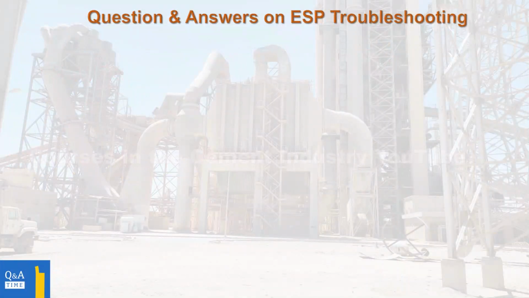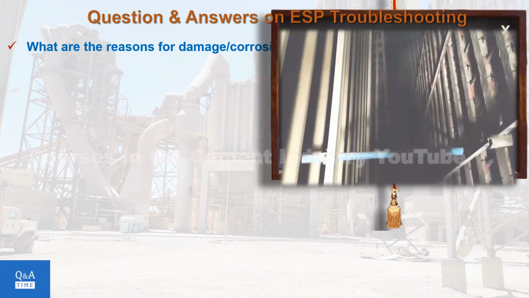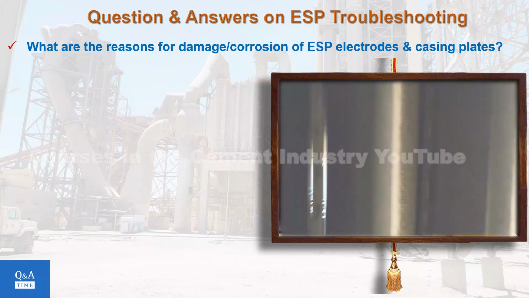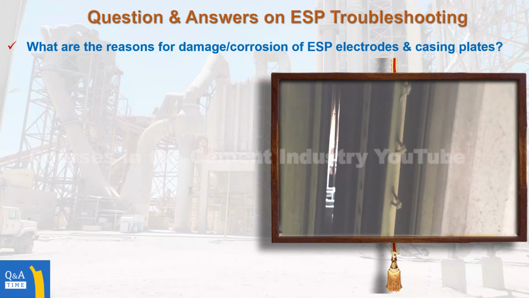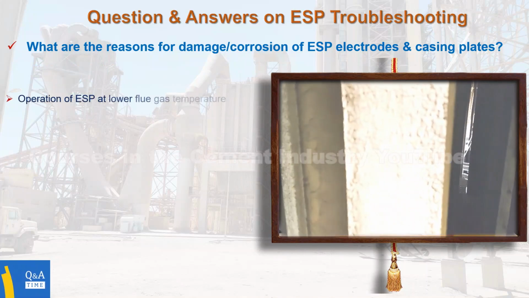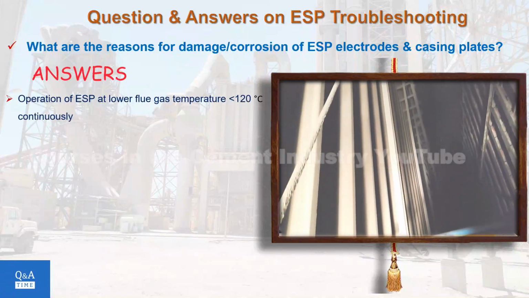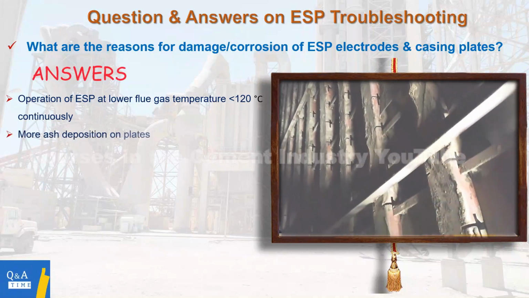Question 4. What are the reasons for damage corrosion of electrostatic precipitator electrodes and casing plates? Answer. 1. Operation of electrostatic precipitator at lower flue gas temperature, less than 120 degrees C continuously. 2. More ash deposition on plates.